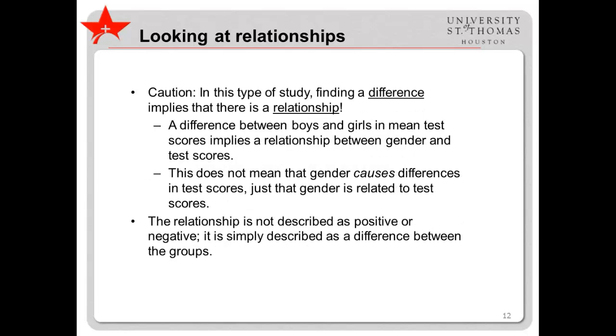In this type of research, there could be some confusion, as we are not measuring the strength of a relationship. Rather, finding a difference implies that there is a relationship. For example, a difference between boys and girls in mean test scores implies a relationship between gender and test scores. However, as with studies that use two continuous variables, this does not mean that gender causes differences in test scores, just that gender is related to test scores.